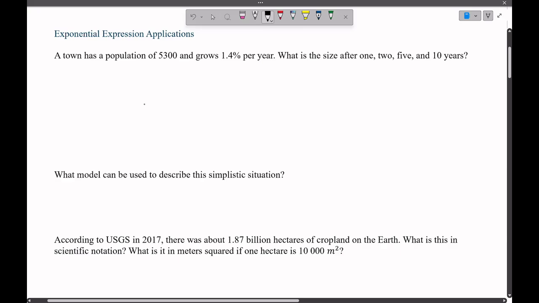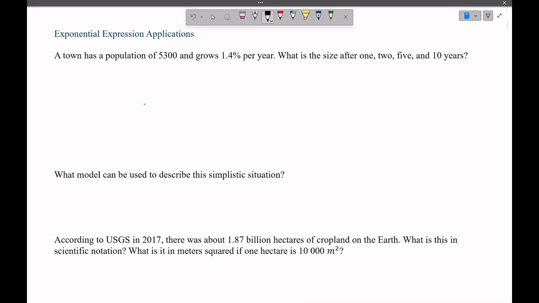A town has a population of 5,300 people and grows 1.4% per year. What is the size after 1, 2, 5, and 10 years? For percentage growth, really what we're talking about is whatever grows above 100%, because 100% means it stays the same. So 100%, we're going to add that on to the 1.4%. So it's the same thing as saying 101.4%.